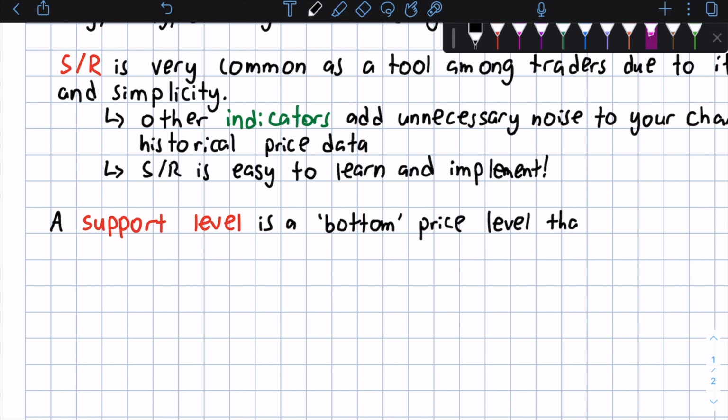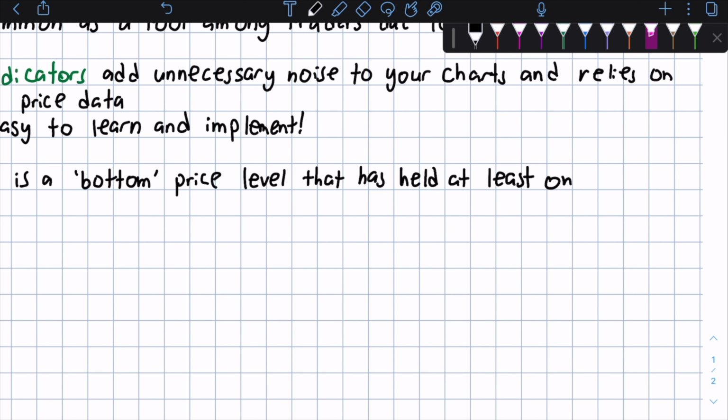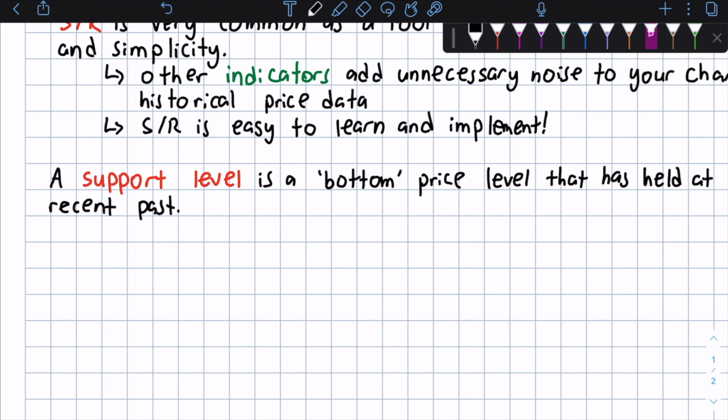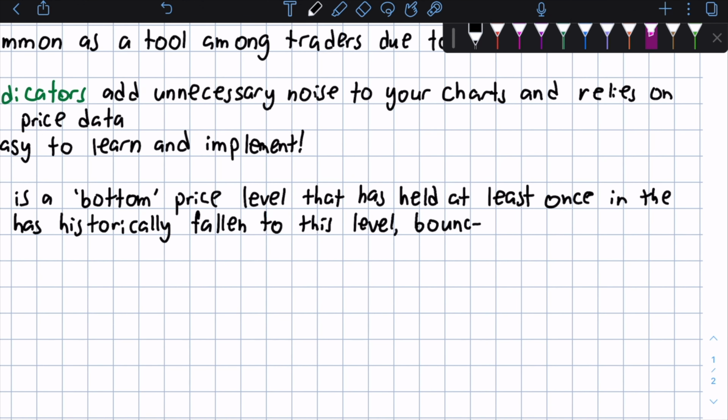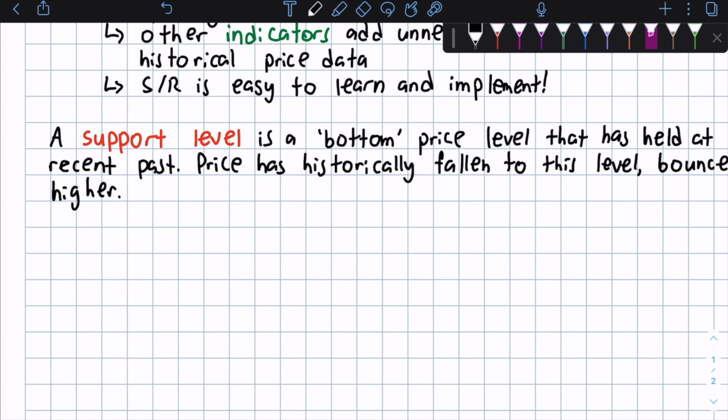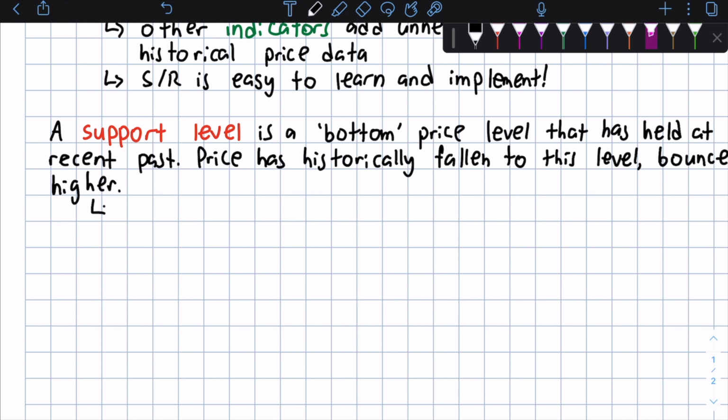A support level is a price area that has held in the past, and when price falls to this level, it has bounced higher and touched this level multiple times. Typically, the more touches, the more reliable the support level is. And we'll take a look at some examples later in the video.